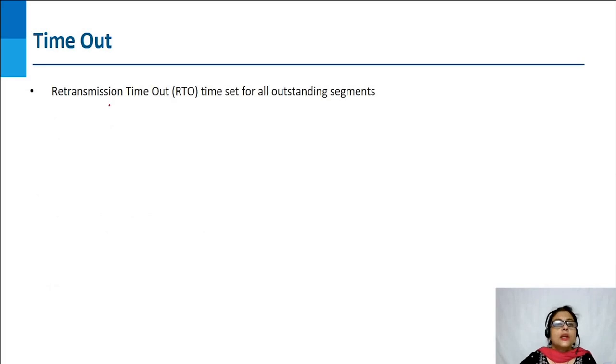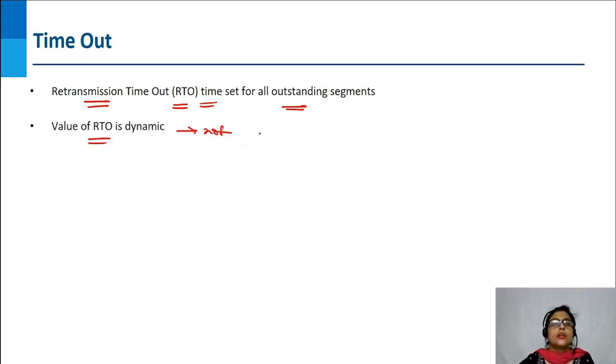Timeout. Retransmission timeout, or RTO, is a time set for all outstanding segments. There may be many segments whose acknowledgement has not been received by the sender from the receiver. Then there is a retransmission timeout where a timer is set, and if that timer expires, then all the outstanding segments whose acknowledgements have not been received are again resent. This value of RTO is never fixed. It is dynamic in nature.